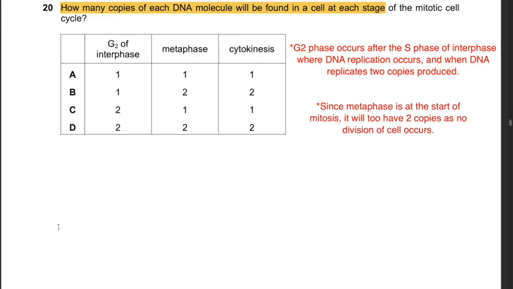Since metaphase is at the start of the mitosis, it will too have 2 copies, as no division of cell occurs until then. Cell division occurs towards the end of the mitotic cell cycle. Hence, the answer is D. G2 of interphase, 2 copies, metaphase 2 copies, cytokinesis 2 copies.